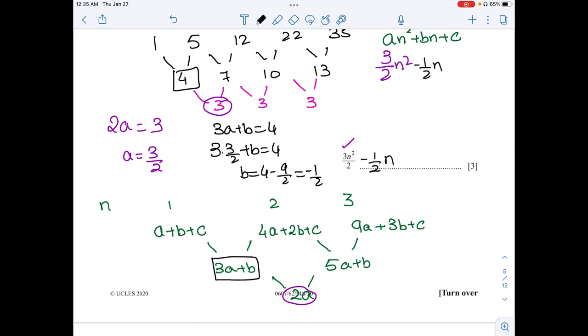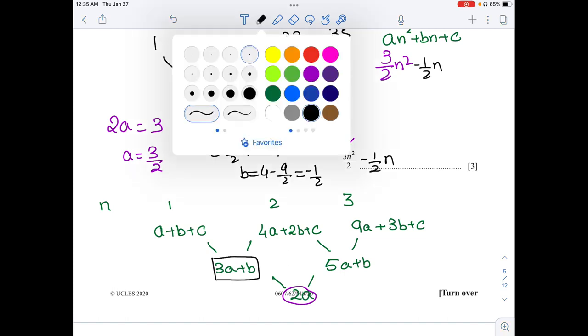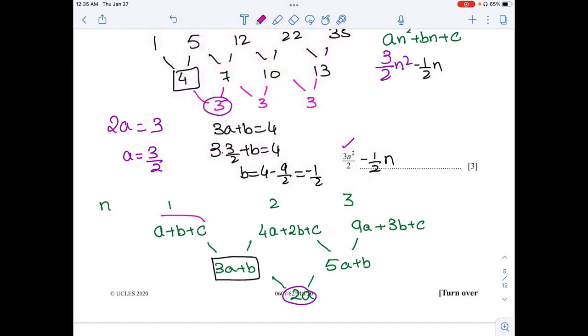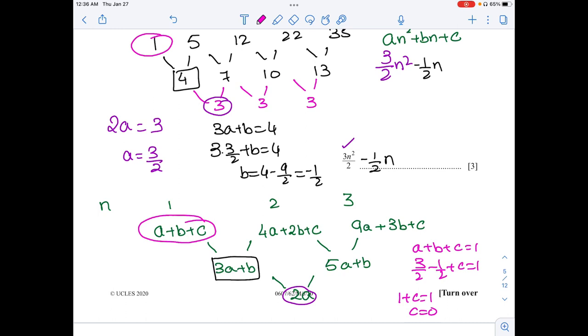I need to find the value of c. How can I find the value of c? We can see that the first term is a plus b plus c. The first term is 1. So a plus b plus c should be equal to 1. A is how much? 3 upon 2. B is negative 1 upon 2, plus c is equal to 1. So 1 plus c equals 1. So c equals 0. So this is going to be the expression.